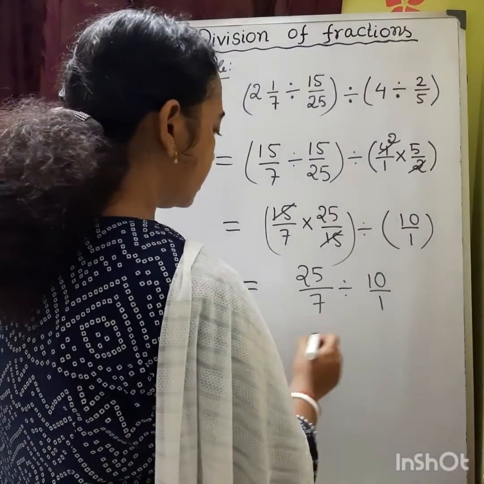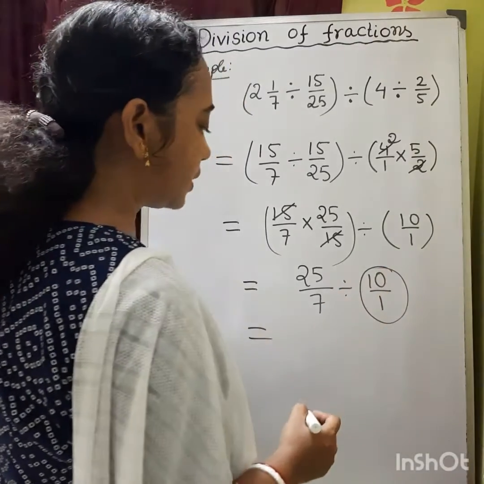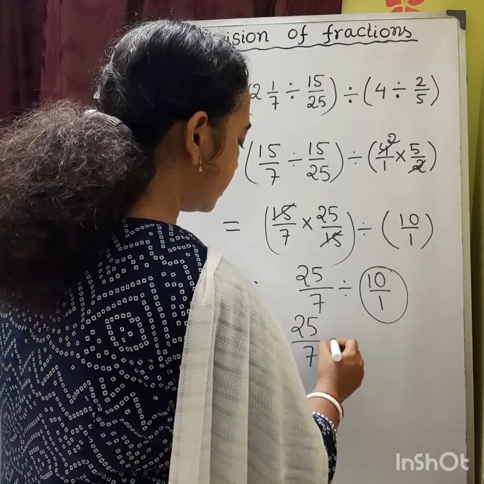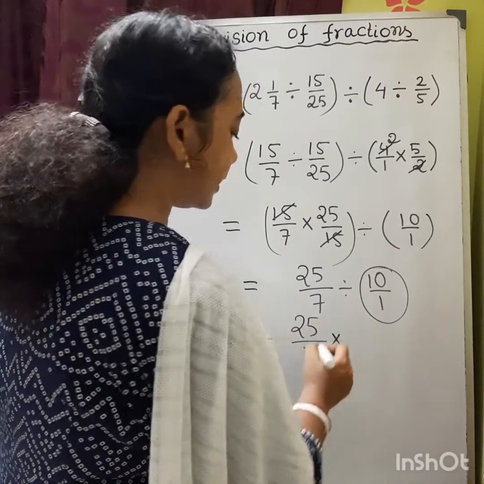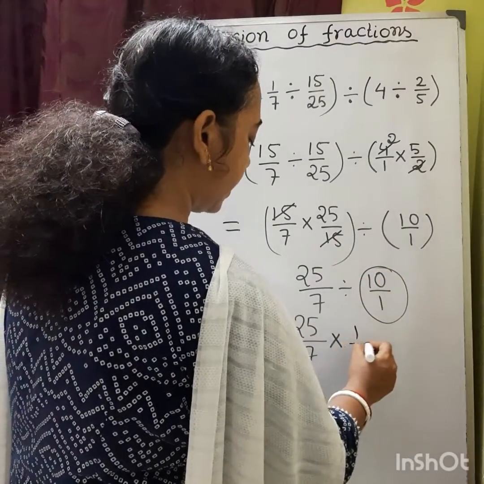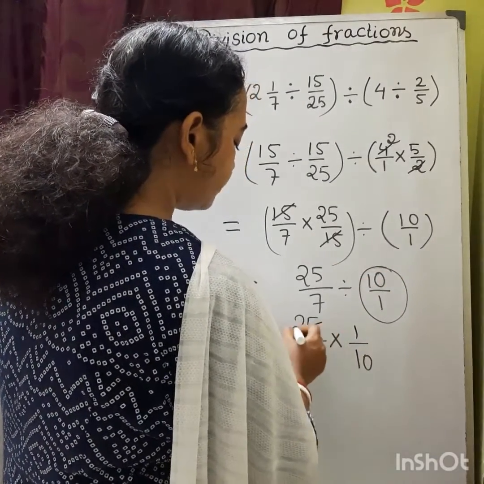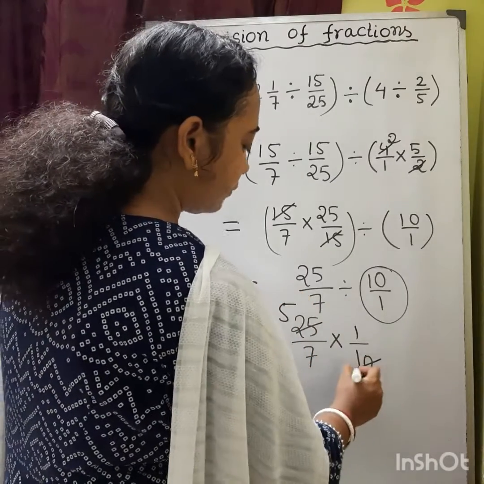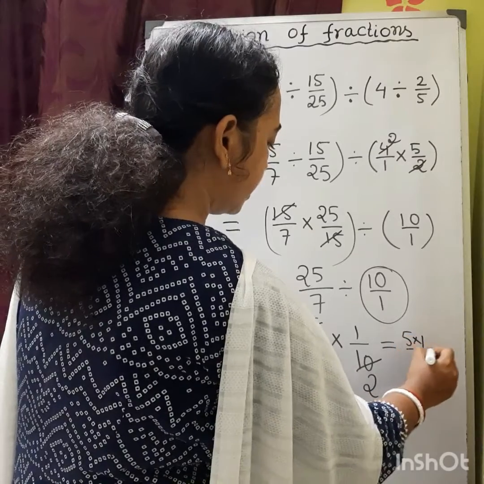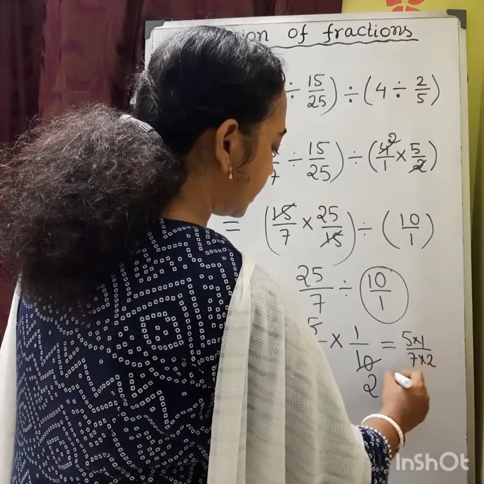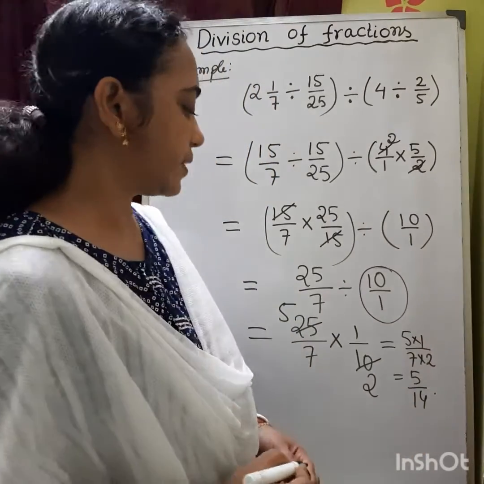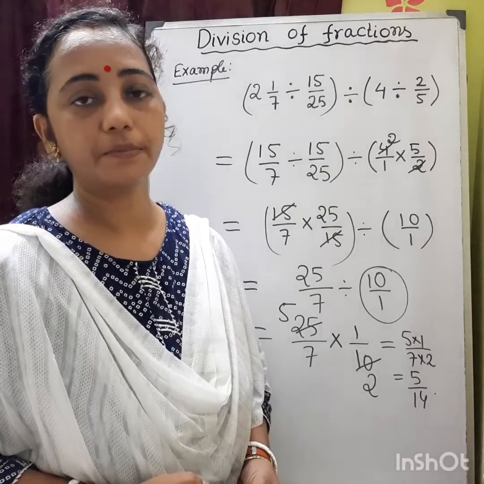Now again here the divisor is 10 by 1. So let us write the dividend first, that is 25 by 7. Now we put the multiplication sign in place of division and we write the reciprocal of the divisor, that is 1 by 10. So we know 5 5s are 25 and 5 2s are 10. So this is coming here 5 multiplied by 1 by 7 multiplied by 2, that is 5 by 14, which is a proper fraction. So we get the result here 5 by 14.